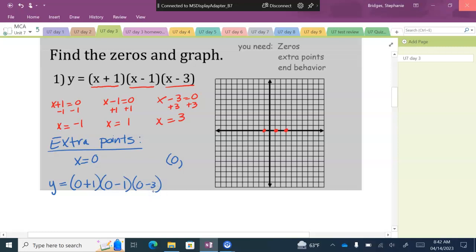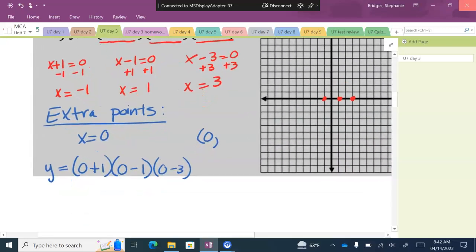Where did I get 0 from? It was the only point in between -1 and +1 on my graph. The only whole point anyway. I could have chosen a fraction if I wanted to, but those aren't nice to plug in. So try to keep them whole numbers. So what we need to do now is solve this for y. In my first parenthesis, 0 plus 1 is just 1. Second parenthesis, 0 minus 1 is -1. And third parenthesis, 0 minus 3 is -3.